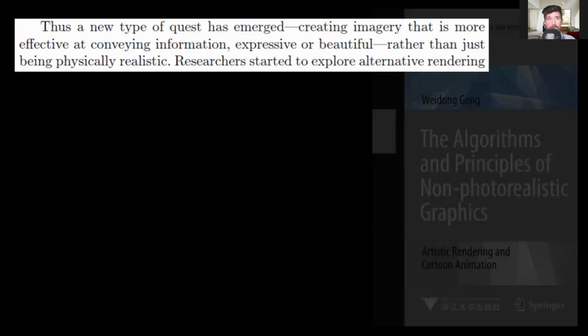In this book, there is a quote which says, "Thus, a new type of quest has emerged, creating imagery that is more effective at conveying information, expressive or beautiful, rather than just being physically realistic." So within this book, we introduced something that is beyond the scope of realistic. So if we understand what that scope is, we can reverse engineer the realistic term as well. So we can tackle the topic from both sides.